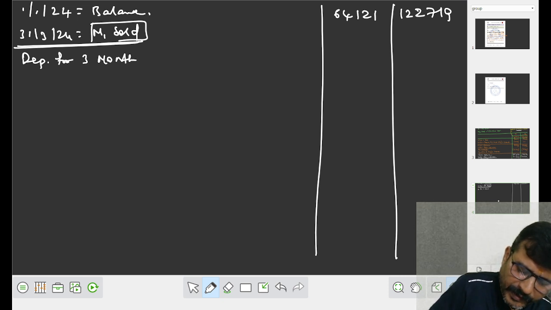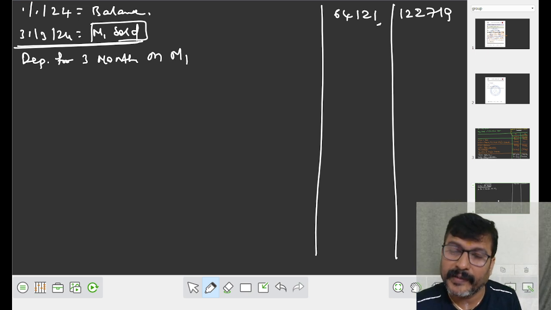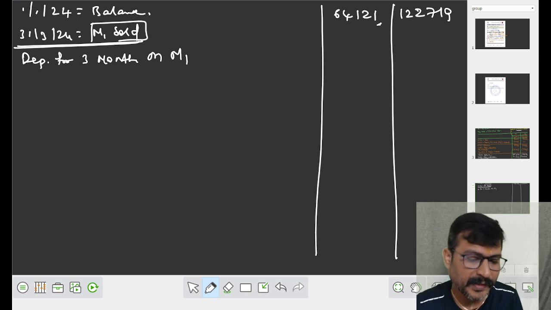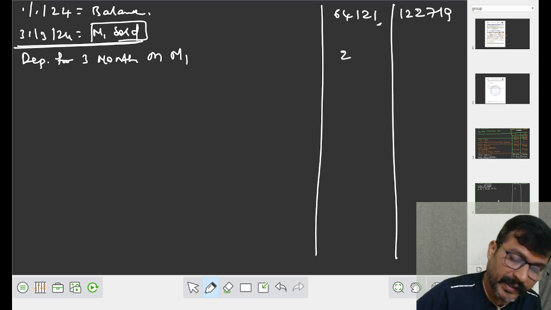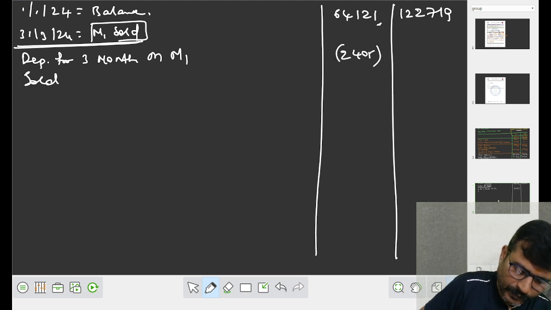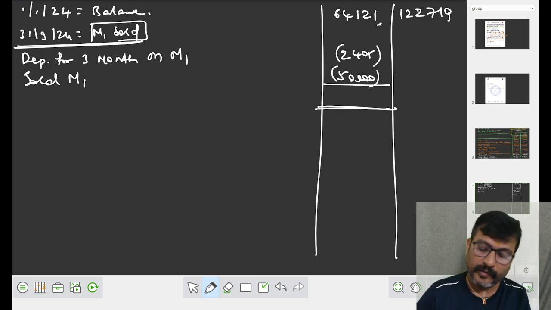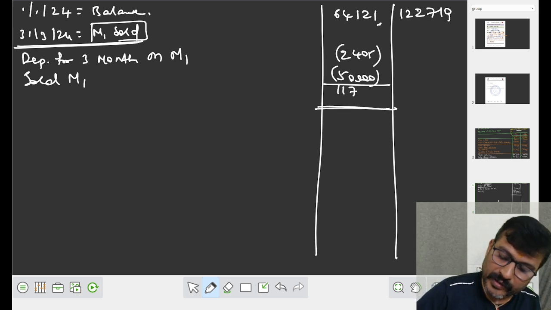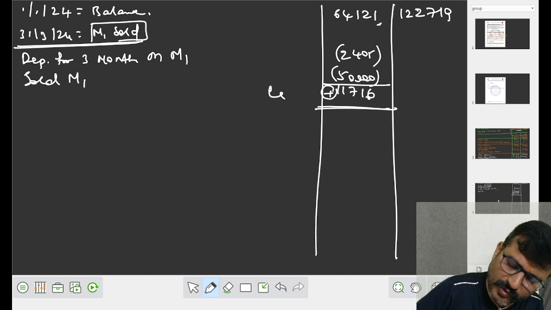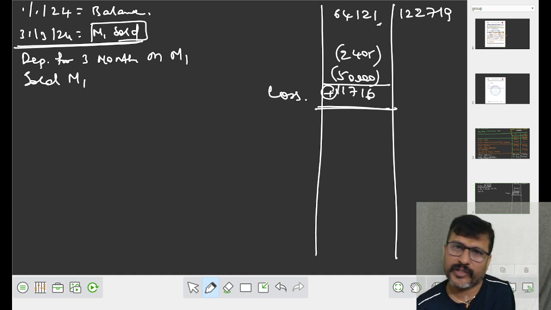Depreciation for 3 months on M1. 64,121 into 15% into 3 by 12, it comes to rupees 2,405. Sold M1. M1 is sold for how much? For 50,000. What you are getting? We are getting 11,716. Since this is in positive sign, we have to call it as loss. This completes your M1 machine, right?